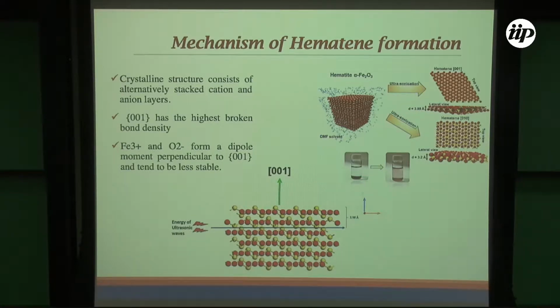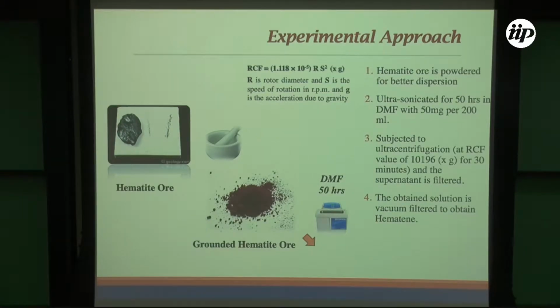And you use liquid exfoliation. Of course, there are some experimental tricks to do this, such as the amount of energy in the sonication and also the kind of solvent you use. But just using this, we start from hematite and create what we call hematene. It's a 2D, very stable structure from hematite.